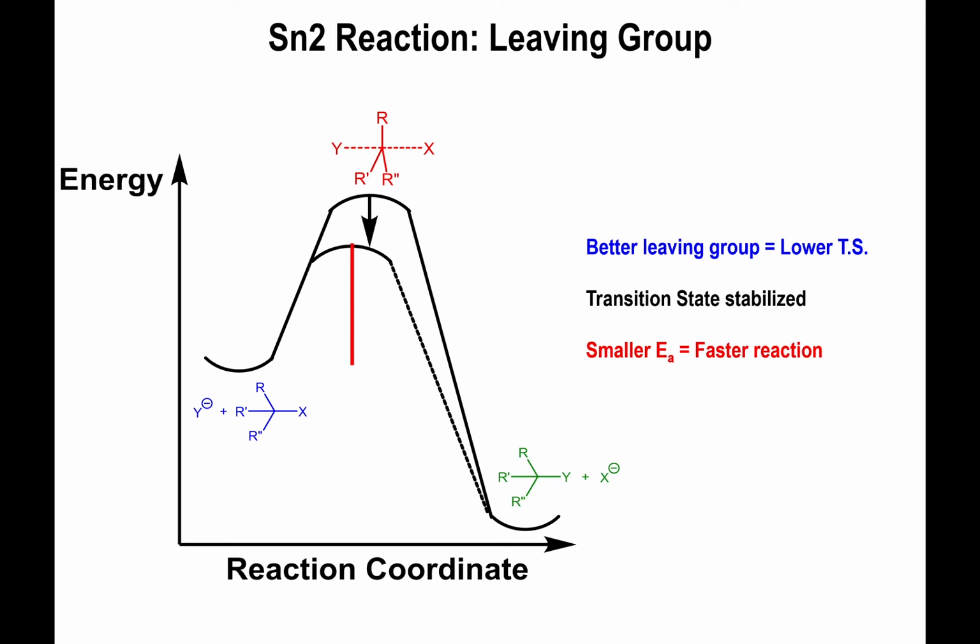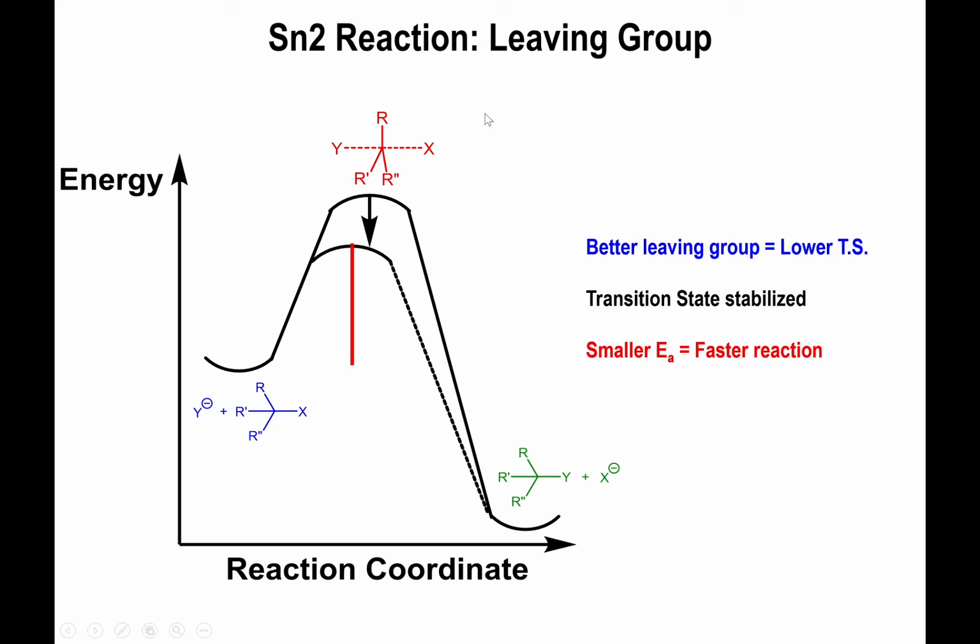Okay, now let's take a look at the leaving group. No matter whether you're dealing with an Sn1 or Sn2 reaction, you're always going to want to have a good leaving group. And a good leaving group is one that derives from a strong conjugate acid, right?